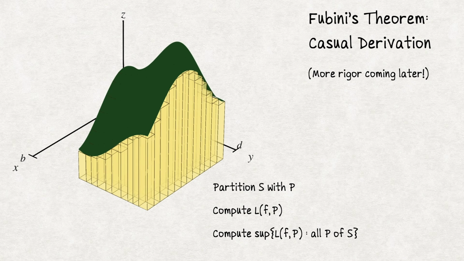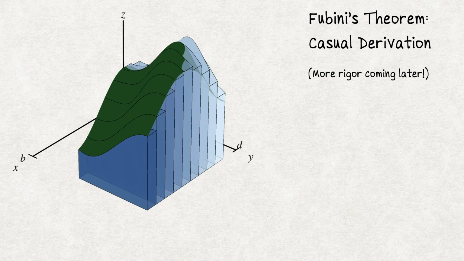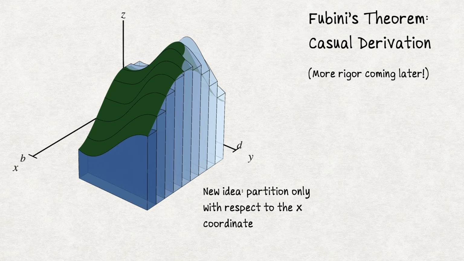Fubini's theorem gives us a new perspective on how to estimate the volume enclosed between S and the graph of f. What if I only sliced perpendicular to, say, the x-axis? So here imagine that I'm chopping up the domain on the x-axis between A and B. That creates subintervals along the x-axis. For each subinterval, what we do is we fix one of the x values, graph f over that particular x value, letting y go from C to D.